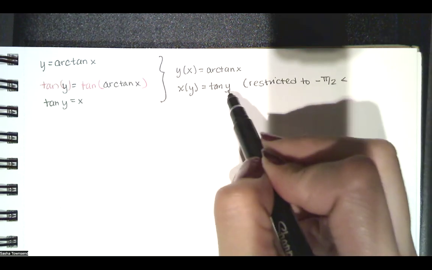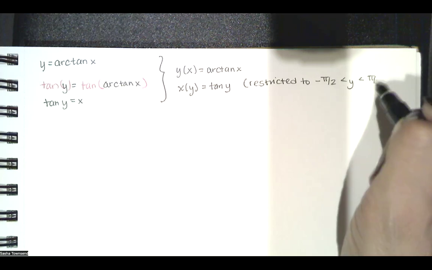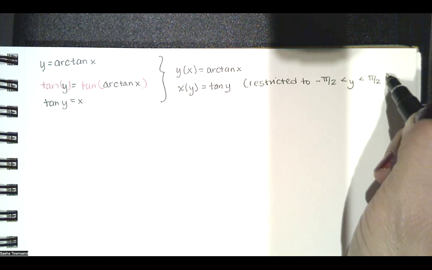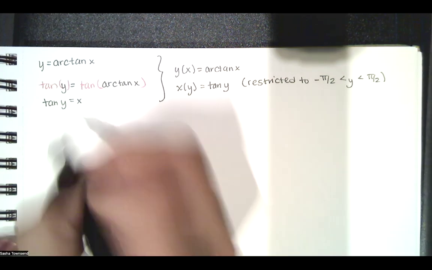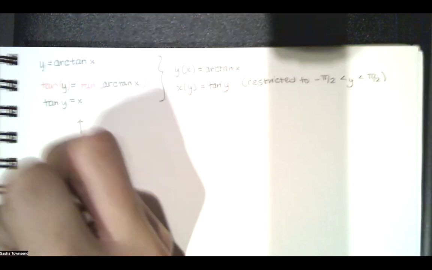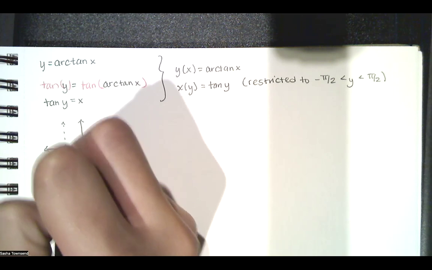Since I'm taking the tangent of y here, I'm restricting my y values to be between negative pi over 2 and pi over 2. So these are y values in the range of arc tangent of x, as opposed to y values or x values in the domain of tangent. So the tangent graph looks like this.